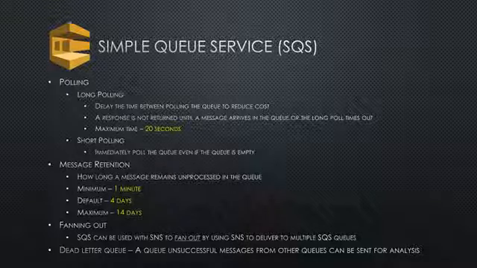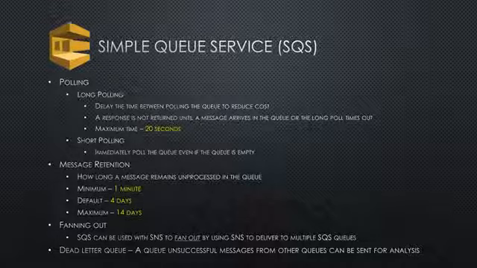Polling. There are 2 types of polling. SQS is a poll service. You have short polling, which is the immediate polling of the queue even if the queue is empty, and long polling. Long polling is a delayed time between polling the queue to reduce costs.